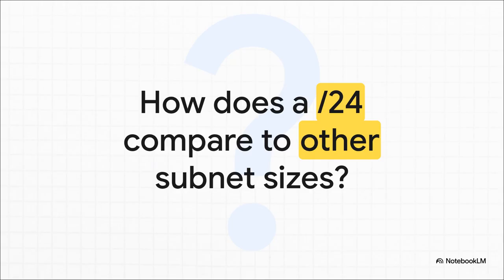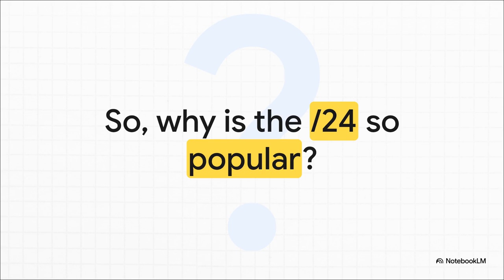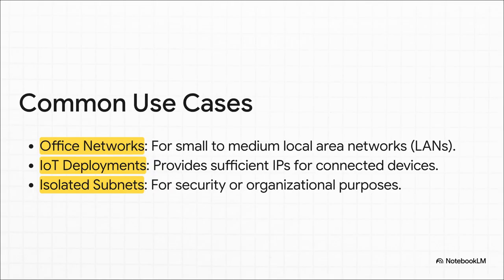Okay, so how does a /24 stack up against other subnet sizes out there? And wow, look at the difference. We go from a tiny /30 to a huge /16. So with all these choices, why is the /24 the one you see all the time? It just hits that sweet spot, making it a favorite for network admins. Seriously, you'll find them everywhere. In your office, your smart home, you name it.